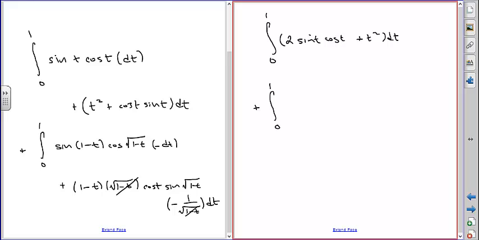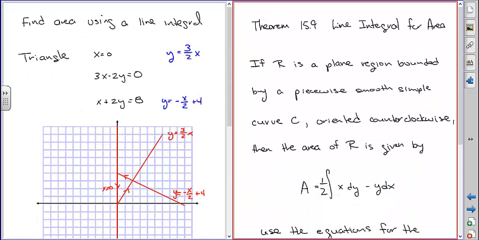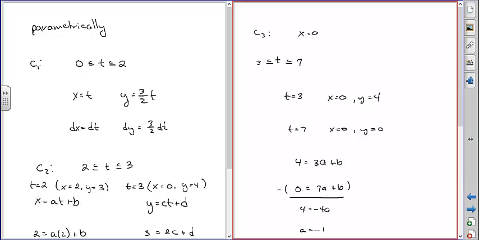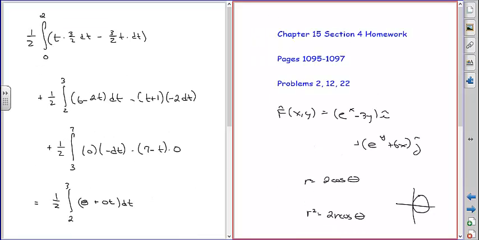Did I assign homework from this section yet or not? 13.4. Yeah. No. Okay. I just wanted to see which ones I included. So I put 12 in there. Just want to redo that one.